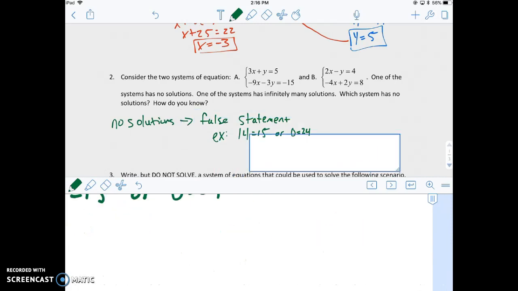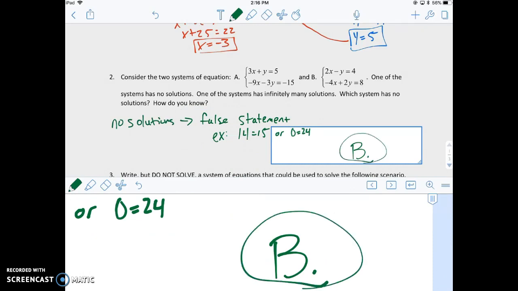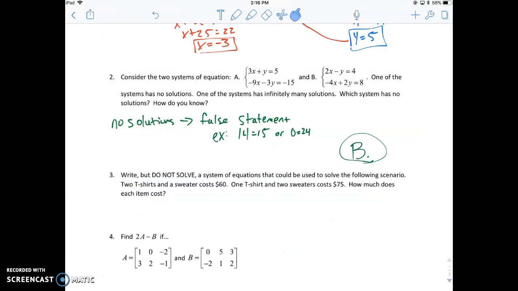So if you go through and try this, you will find that B is the one with the false statement at the end. Because A will end with 0 equals 0. It's a true statement. That will give you infinite solutions. Right? And on to question 3.